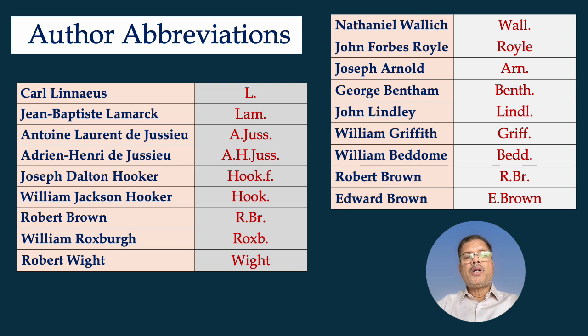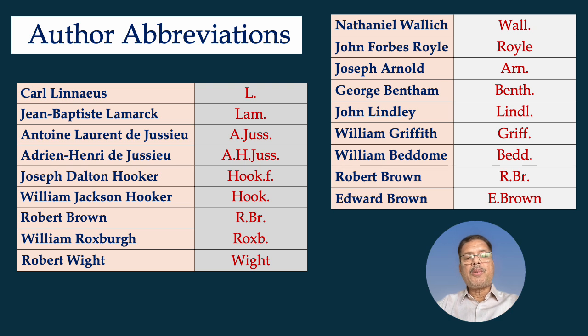From the Indian subcontinent's botanical history, we acknowledge pioneers such as William Roxburgh, Robert Wight, Nathaniel Wallich, and John Forbes Royle. Their contemporaries include Joseph Arnold, George Bentham, John Lindley, William Griffith, and William Beddome, who also played a significant role in documenting plant diversity.